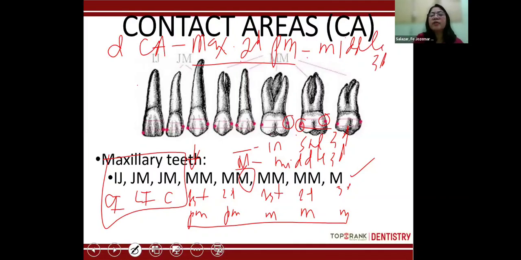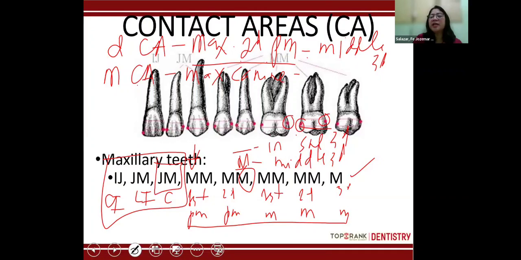Okay, another question. Where can you find the mesial contact area on a maxillary canine? O, ito yung canine nyo. Asan yung mesial contact area?